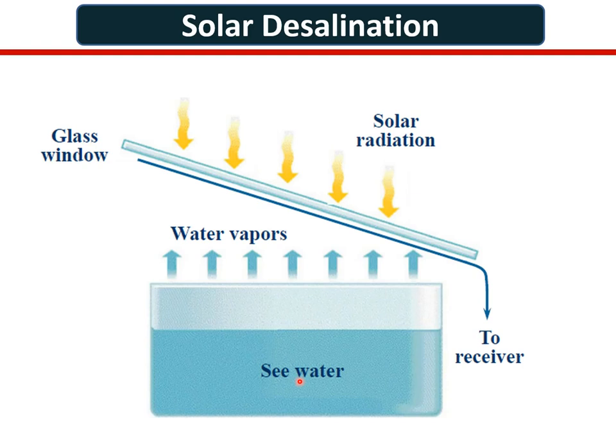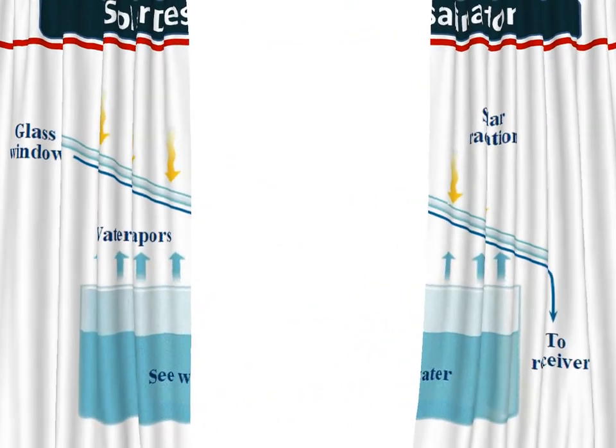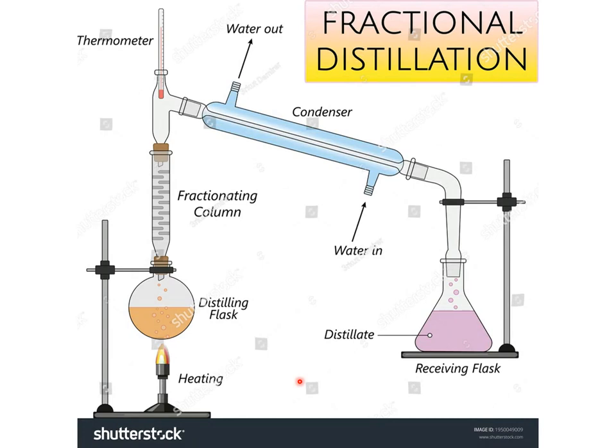In the rest of the lecture, we'll cover another interesting topic for the separation of liquids and the purification of liquids, which is based on the distillation. Distillation. This is the schematic of the assembled distillation system, which is basically composed of a distilling flask, a fractional column, and a condenser where water flows from the bottom to the upside here.